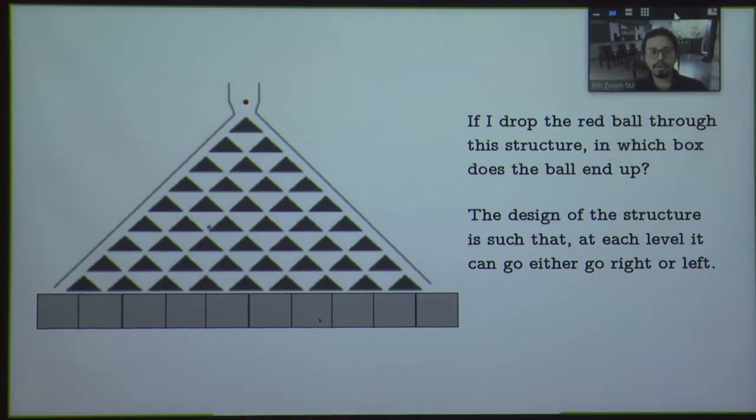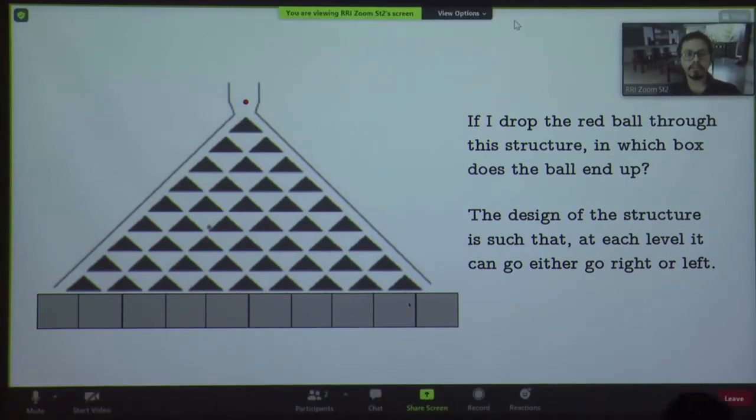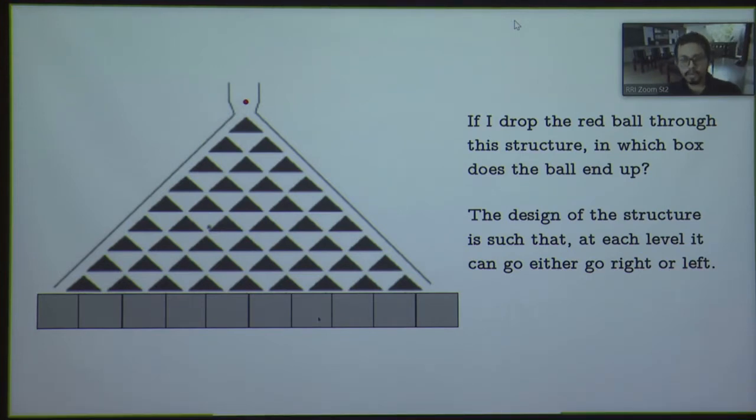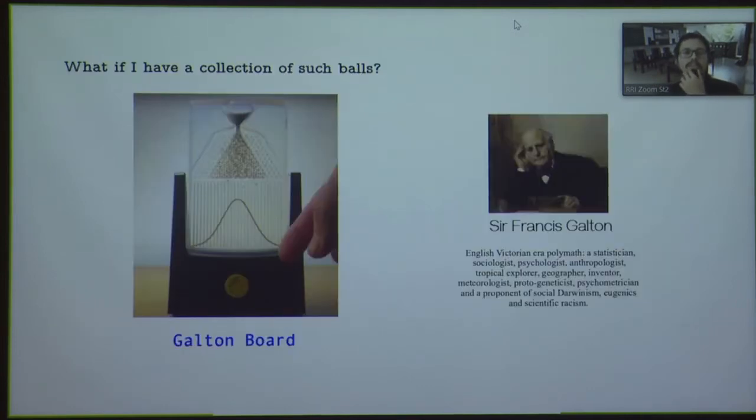You can answer. Some of you may say the left box or the right box or somewhere in the middle. But the point is, everyone would be right, because where the ball ends up is completely random. It can take any one of the paths and just go and sit in one of the boxes. So the final result is completely random. But instead, what if I have a collection of balls?